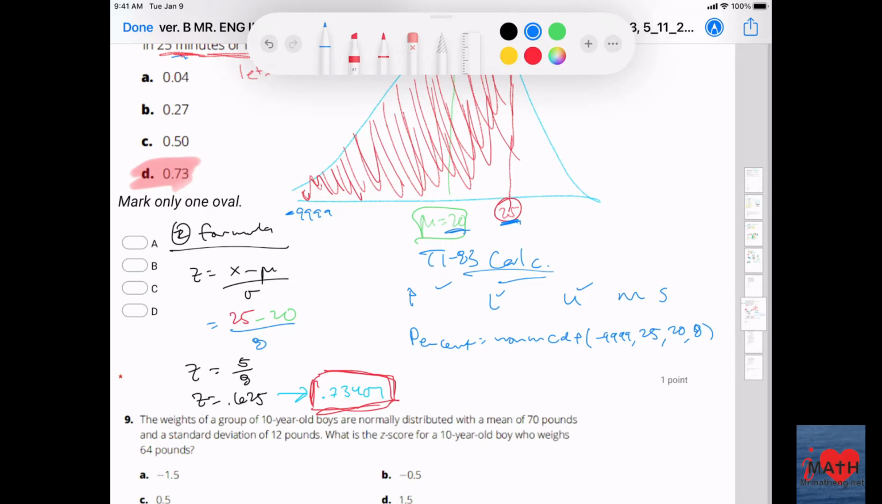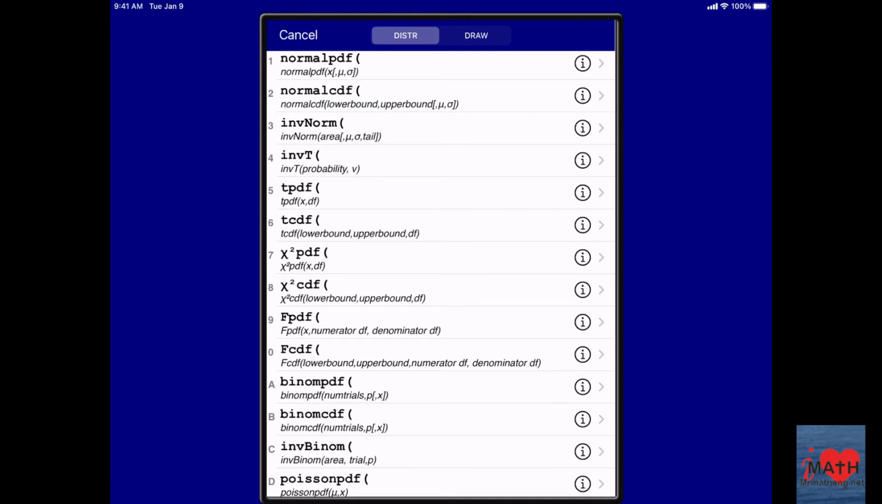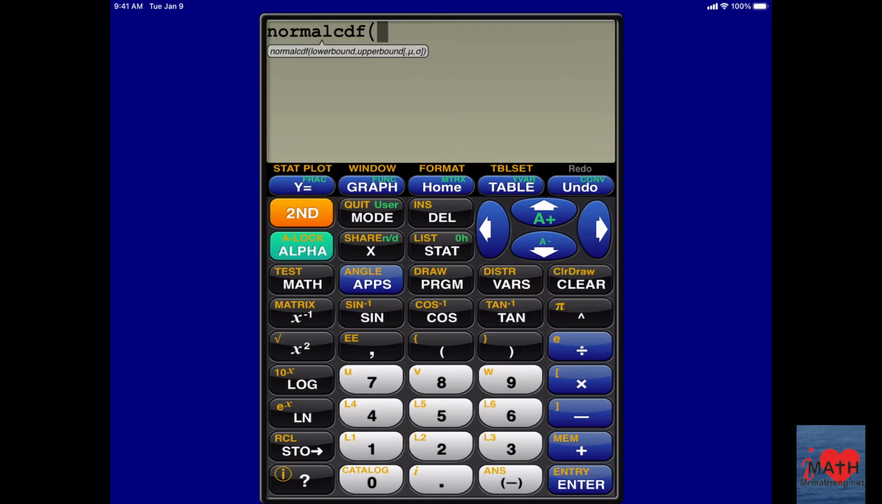Let's put that in. Second, top left, then vars, underneath the bottom arrow, down arrow, number 2. We're just going to type in the numbers, negative 9,999. Remember that in this calculator, the negative and subtraction are different, so do not press the key in blue; mine is to the left of enter. Comma, no spaces, 25, comma, 20, comma, 8. And look at that. That was the same number we got from the chart. So that is our answer.